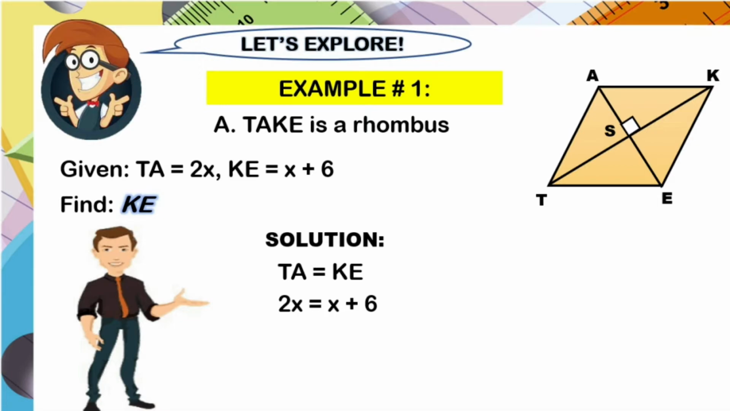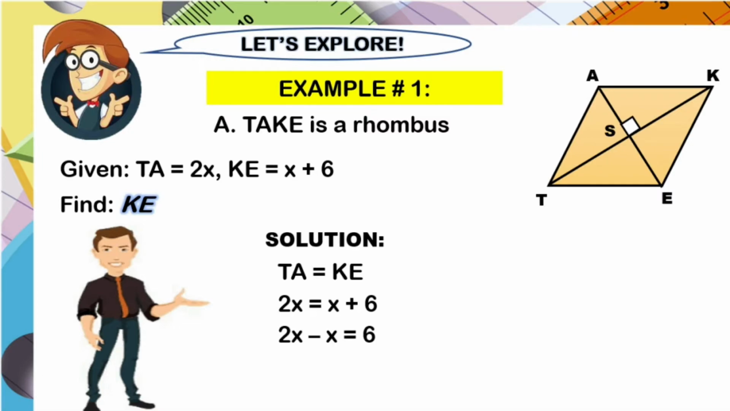Then, let us try to solve for the value of x. Using APE, the addition property of equality, we add negative x on both sides of the equation. Thus, we have 2x minus x equals 6. Simplifying the equation, we have x equals 6.